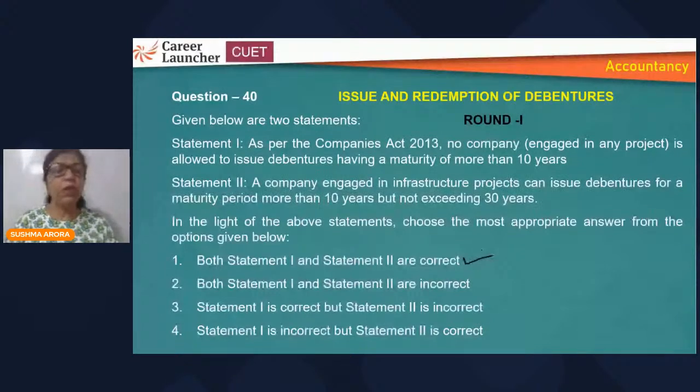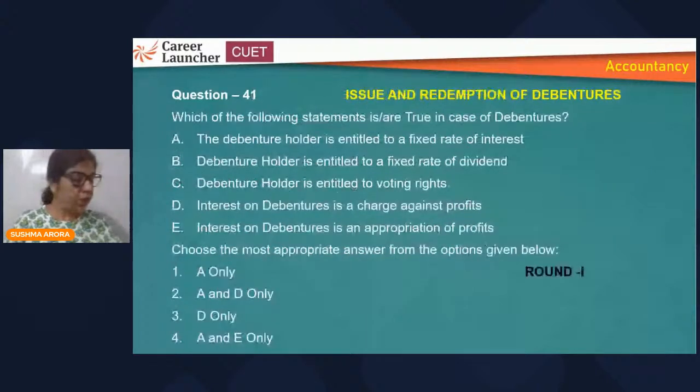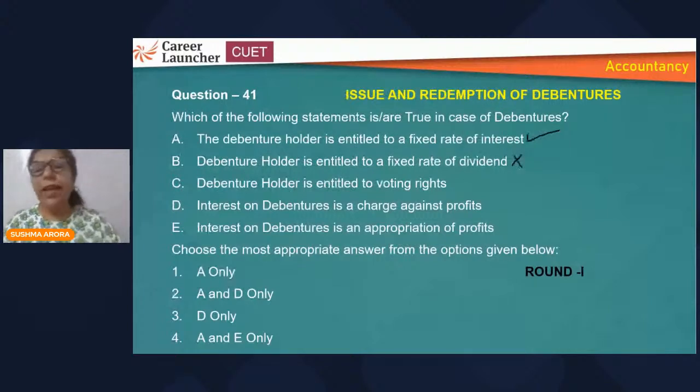Now, see, 41. Which of the following statements are true? The debenture holders are entitled to a fixed rate of interest? Yes. Fixed rate of dividend? No. As I told you, use elimination theory. Debenture holders have voting right? No. Debenture is a charge against profit? Yes. So now we can say answer A and D. So use elimination theory this way. Now see the 42 question.